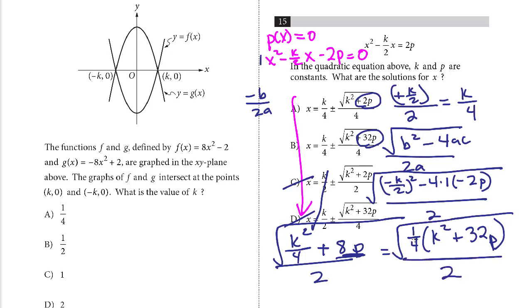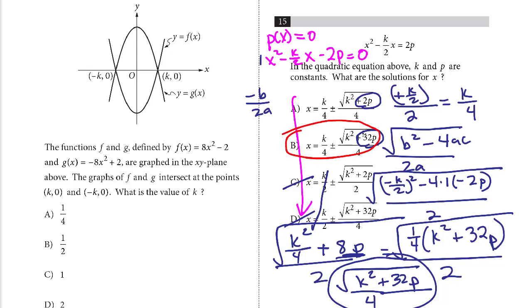So I can see now my 1/4 is going to be a perfect square, and that's going to factor out to 1/2, which is going to give me essentially my 4 denominator. And in the radical, I'm going to be left with k squared plus 32p. The correct answer here is option B, k squared plus 32p. The answer is B for 15.